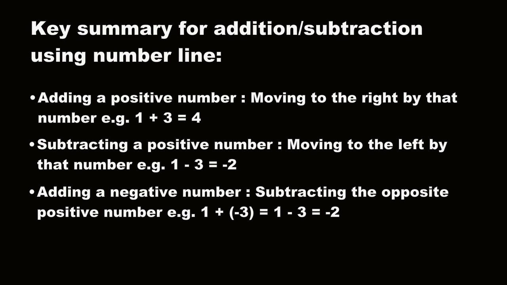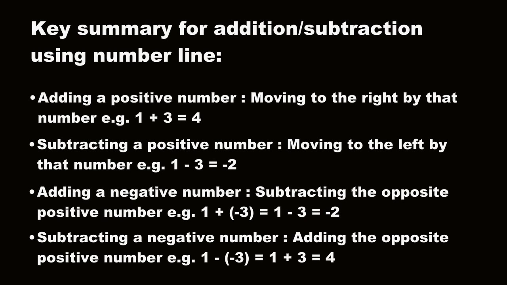Adding a negative number is equal to subtracting the opposite positive number. You can see an example here. Lastly, subtracting a negative number is equal to adding the opposite positive number.